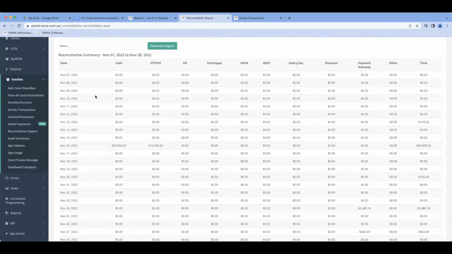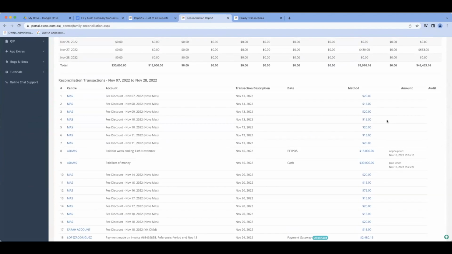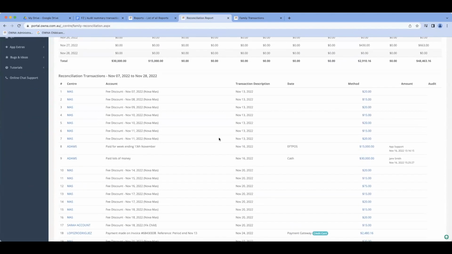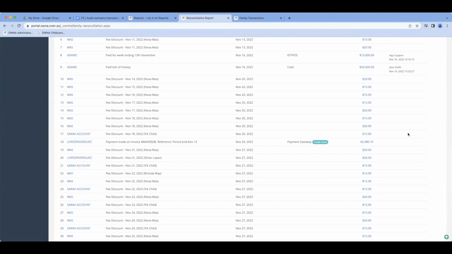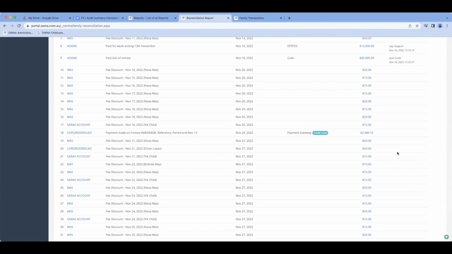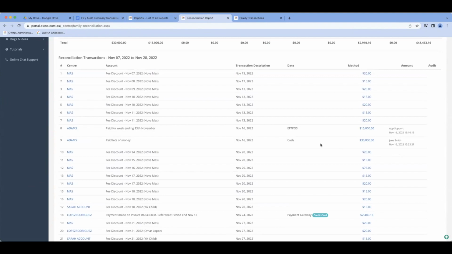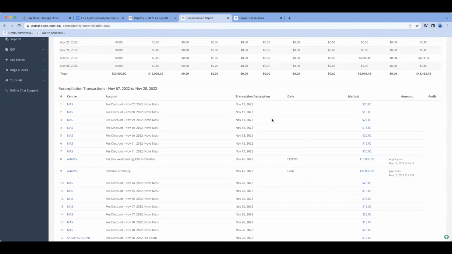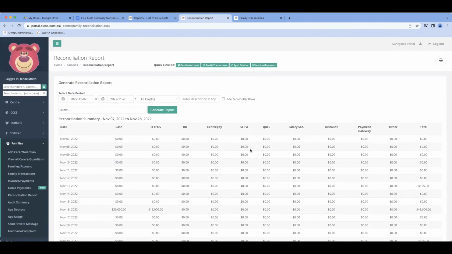So this one looks at all your different categories. And then if you scroll down, it shows you every single transaction for that date range, and you can export it. Actually I can't export it here, but you can. It's just a different format for that data if you don't want to use the audit summary report. I do find this one a lot more simplified. So if you don't need all the detail that the audit summary has, you can use the reconciliation report. Just really briefly, I'll go into the aged debtors report as well.